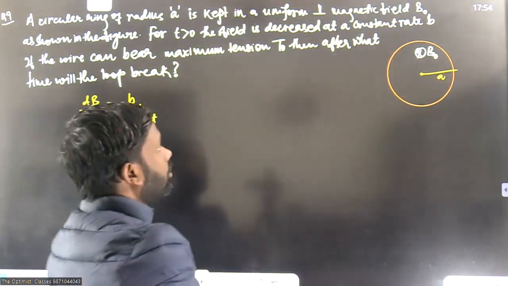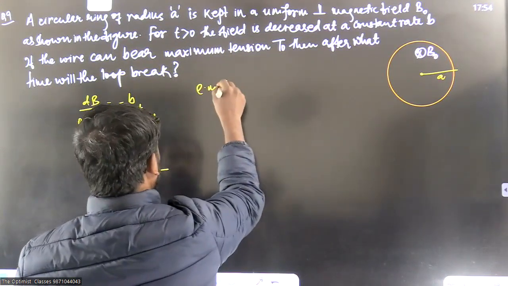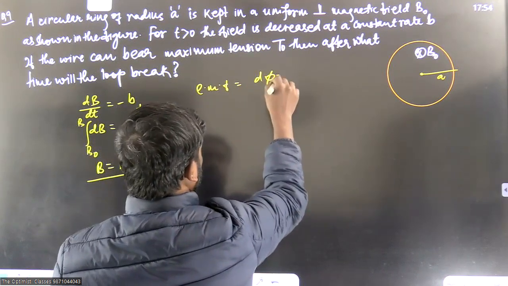Now this magnetic field is being varied, so some EMF will develop here. So EMF, if you calculate, that will be equal to d phi B by dt.